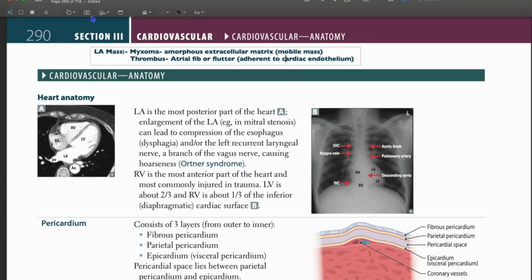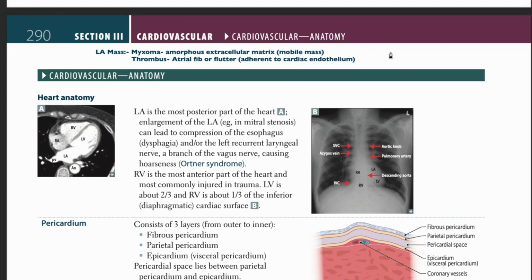Whereas the adherent one would be, say, this is a valve, and this is a mitral valve with the atrium like that, right? So the myxoma would be attached to one of the valves over here, the one that moves. But the thrombus would be somewhere inside this layer over here, attached to that, and it's not going to move with this.